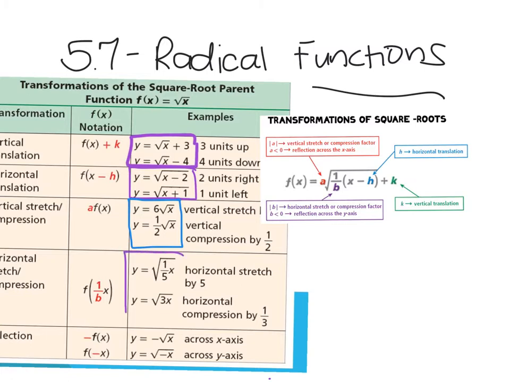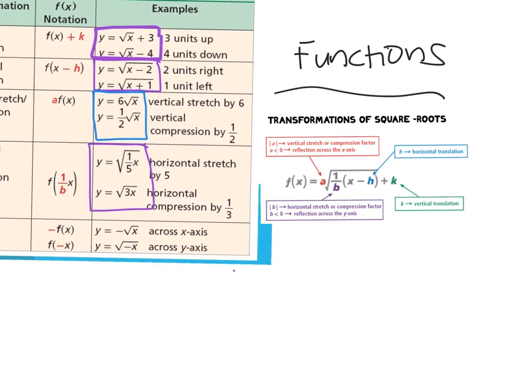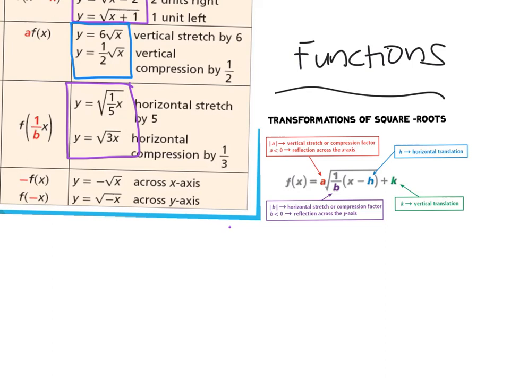If it's underneath the radical, then it's a horizontal stretch or compression, and it's the reciprocal. So if it's 1/5, then you flip it so it becomes 5, which would make it a horizontal stretch, pulled from the side. And if it's underneath and it's 3, you flip it so it becomes 1/3, which would make it a compression. And then the last type of transformation is reflection.